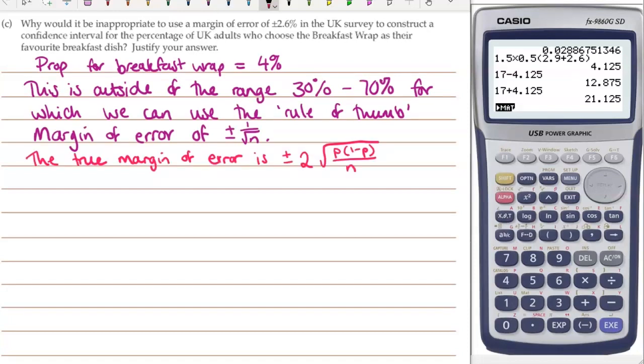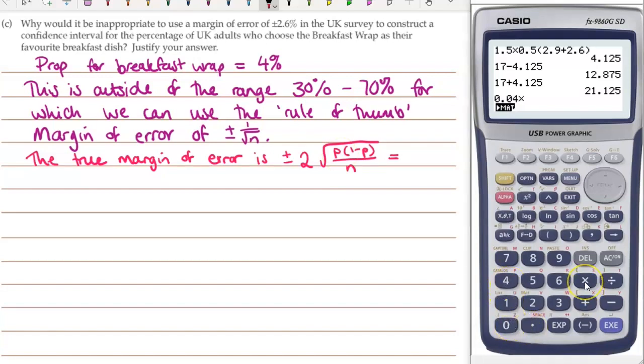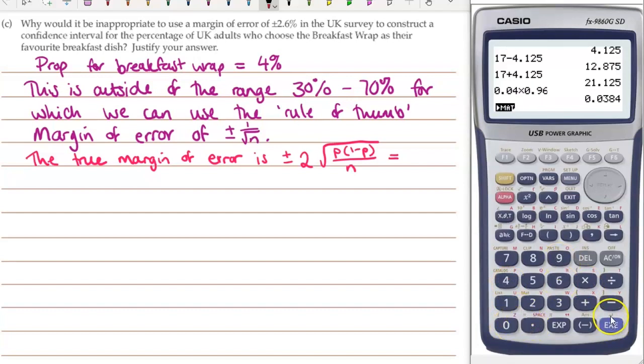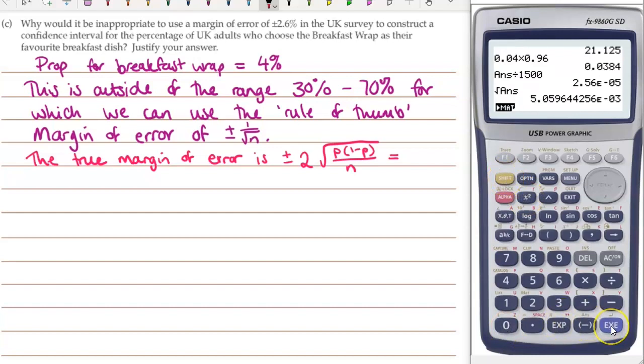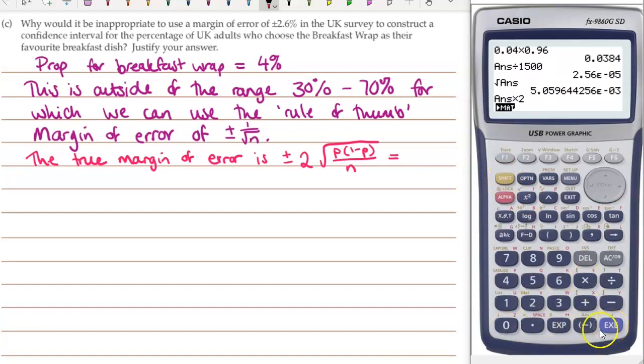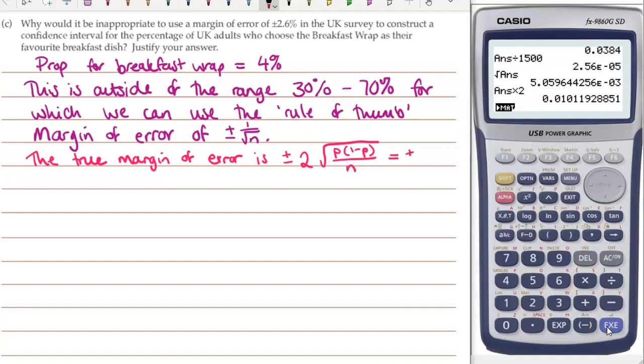When we're dealing with values outside of the 30 to 70 range, we then use this formula instead. So this would be equal to, now the proportion we've got is 0.04, we times it by 1 minus the proportion, so 0.96. Divide it by n, which is 1,500, square root our answer, and then times it by 2. So that is plus or minus 0.0101, much smaller than the rule of thumb.